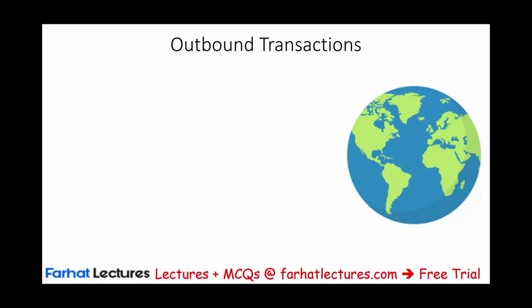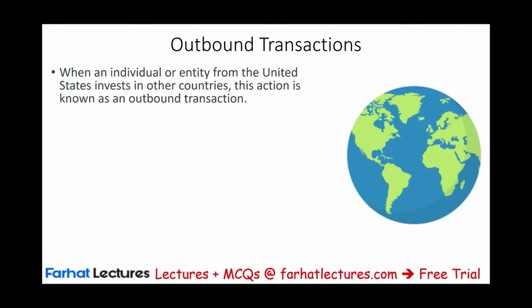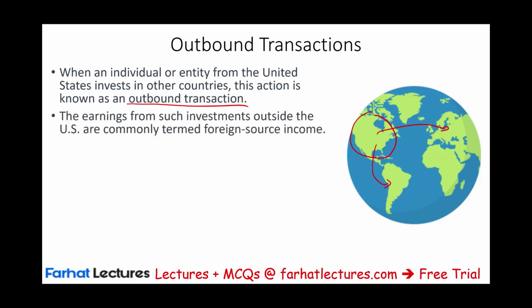Hello and welcome to this session in which we will discuss outbound transactions. What is an outbound transaction? An outbound transaction is when an individual from the USA invests in other countries, invests in Europe, invests in South America, invests in Asia. This action is known as an outbound transaction. Now, the earnings from these transactions outside the US are known as foreign source income. In other words, this income is coming from foreign sources.